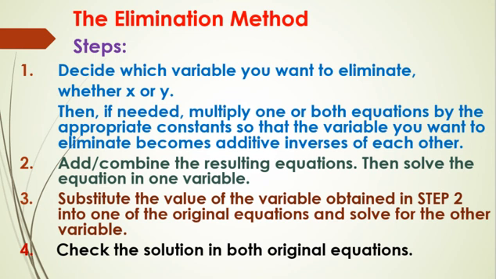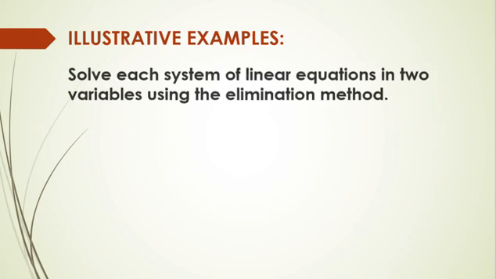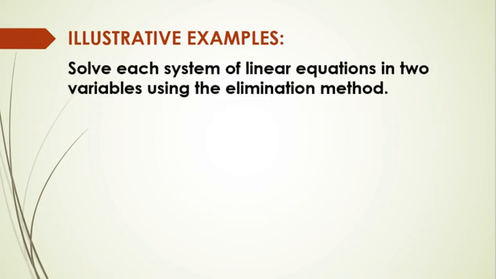Then sa step number 4, pagsasamahin mo yung values ng x and y into an ordered pair. But you have to check whether that ordered pair satisfies the first equation and the second equation. Kung nasatisfy ng ordered pair na yon yung first and second equation, therefore, that is the solution of the system. So let's have the following illustrative examples. Solve each system of linear equations in two variables using the elimination method.